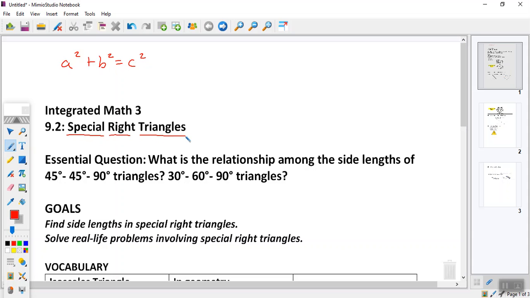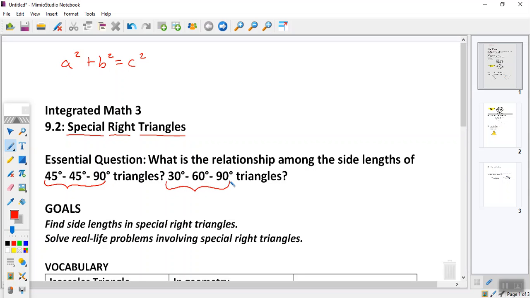Okay, there's two special right triangles that we're going to talk about today. And that question is going to address them. It says right here, what is the relationship among the side lengths of, all right, here's the first one, kids, 45, 45, 90 triangles. What's the other one say, kids? 30, 60, 90 triangles. And they want to know what's the relationship between those two types of triangles.